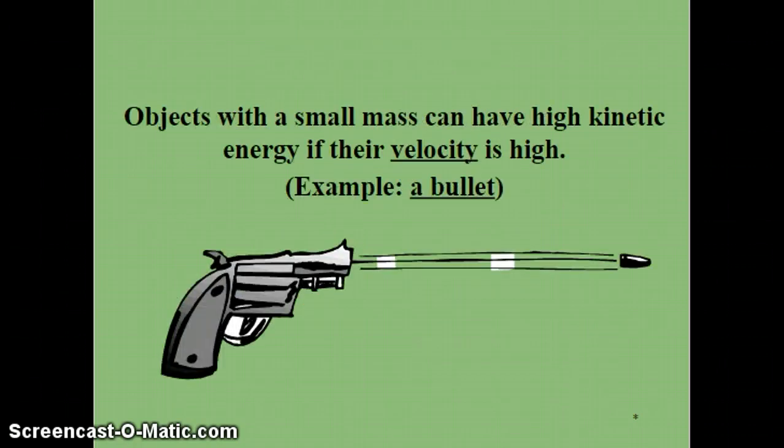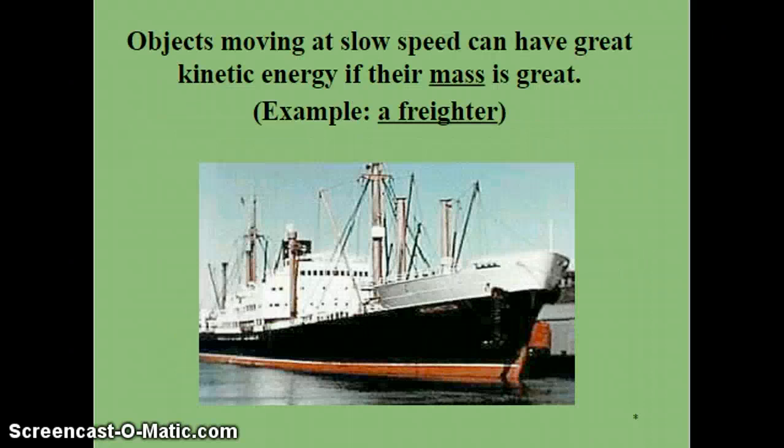So you could have objects with small mass. They could have a high kinetic energy if their velocity is quite high, example being a bullet. But you can also have objects moving very slow that have a lot of kinetic energy if their mass is quite large. It would be very difficult to stop a freighter coming at you even at 1 mile per hour.